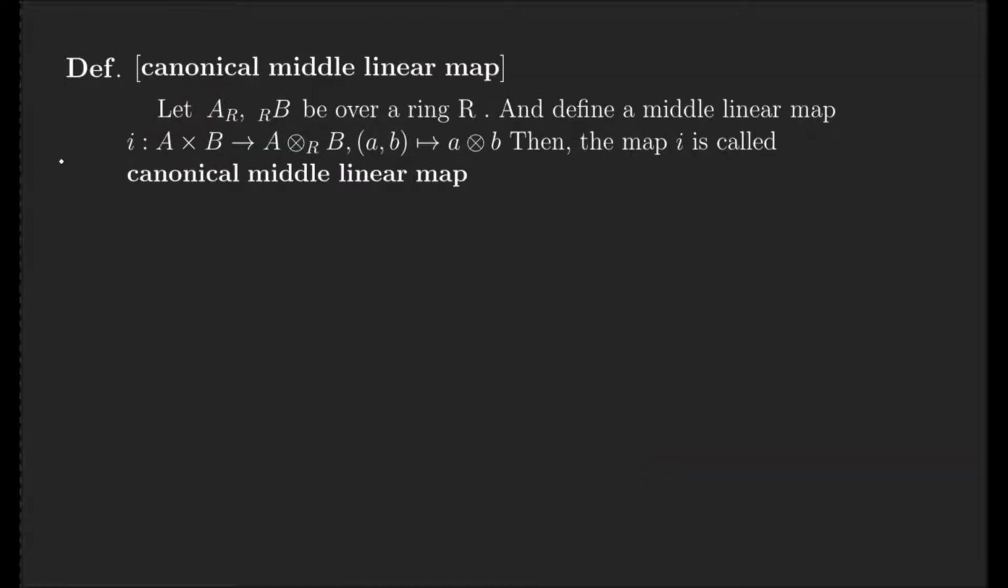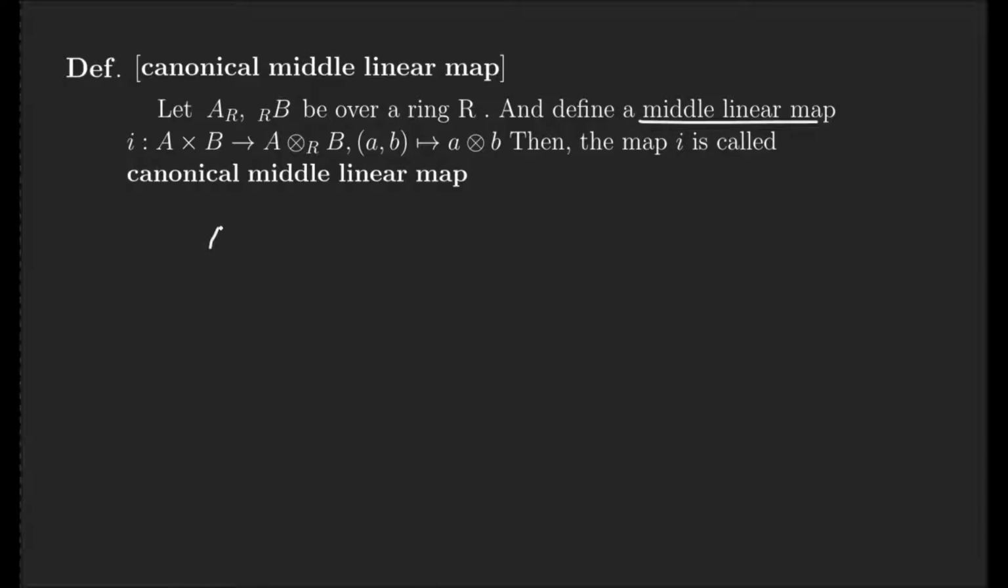Let's see a definition to prove the universal property of the tensor product. It's the canonical middle linear map. Over a ring R, A is the right R module and B is the left R module. In the previous lecture I referred to the middle linear map, from A product B to the tensor product, where this pair goes to the tensor. Then the map I is called the canonical middle linear map.